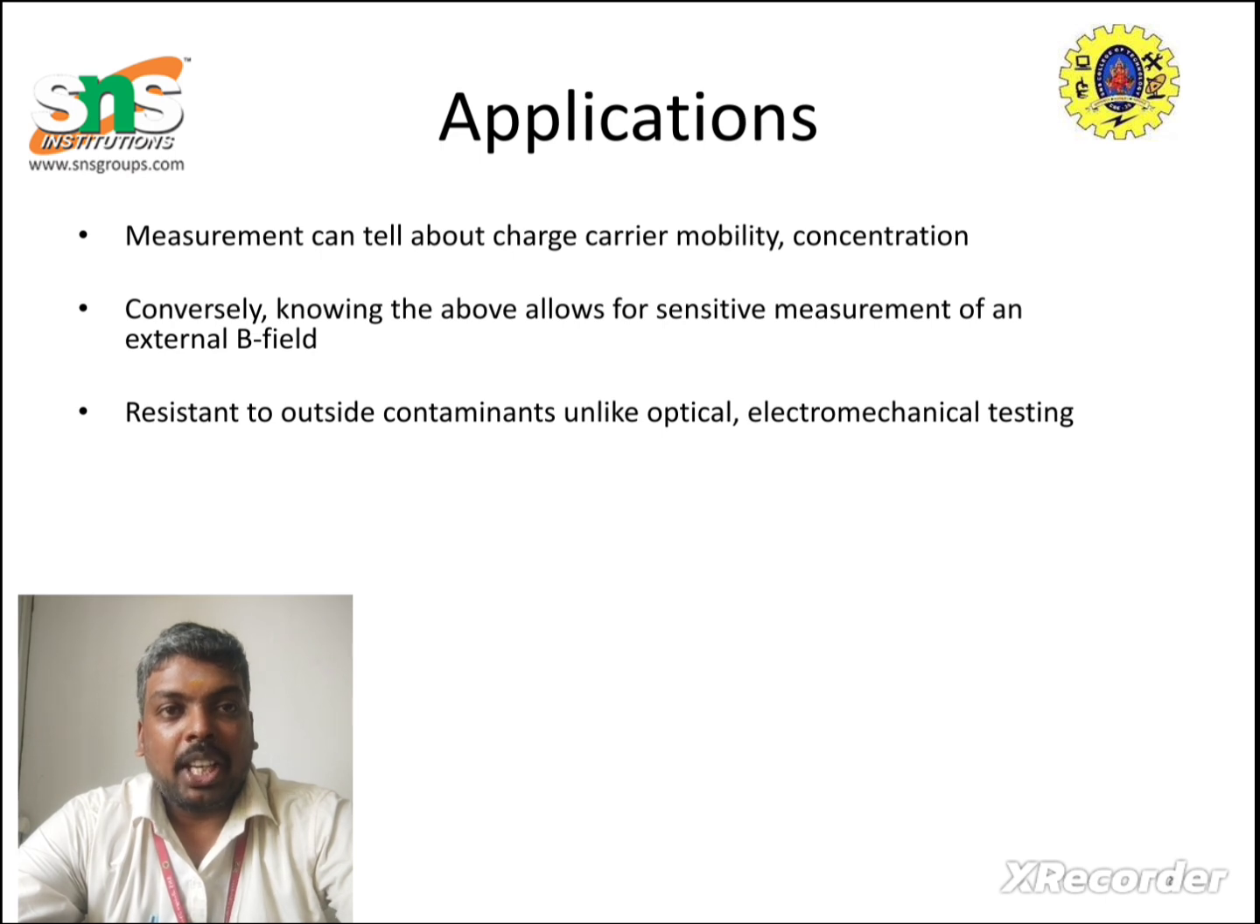So the application of the Hall effect: the measurement can tell about the charge carrier mobility and concentration, how much is accumulated on one side and the opposite side, which gives a larger potential difference. Conversely, knowing this, sensitive instrumentation of an external B field can be used for electronic switching devices. Some variation produced by the magnetic field produces a small deflection in the electric current that acts as a switch in various electronic devices, resistant to outside contaminants, and in electro-optical testing. So these are the main applications.